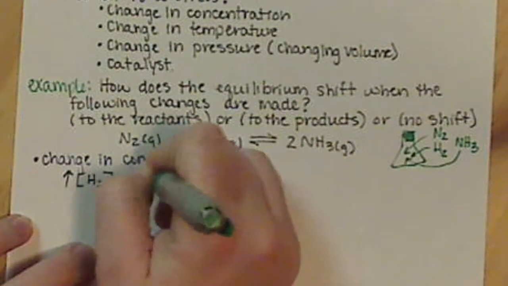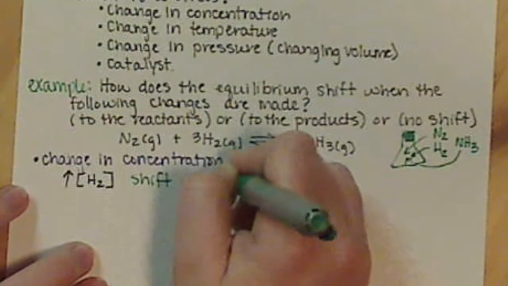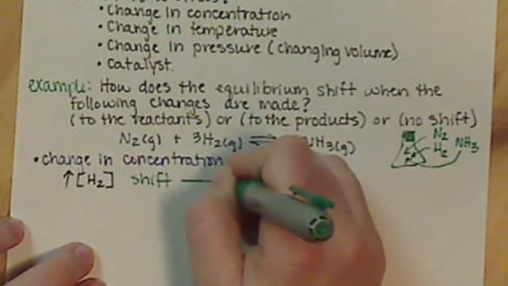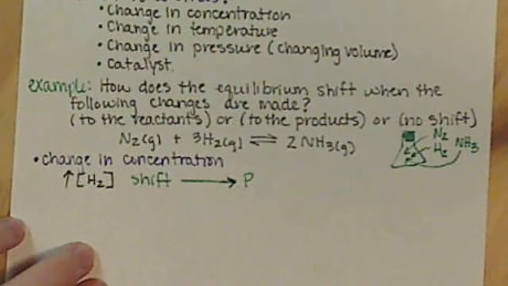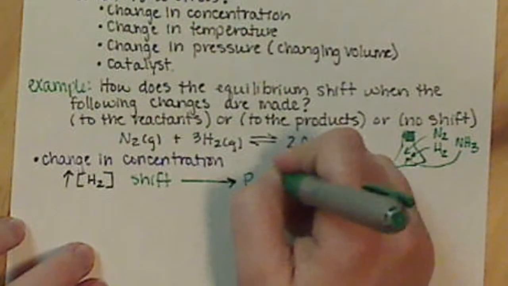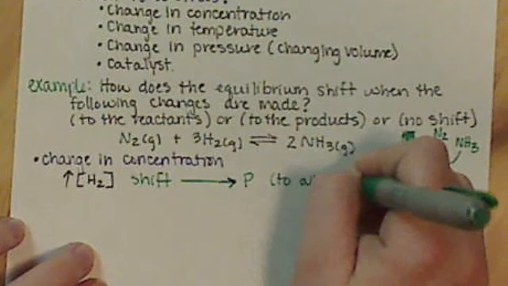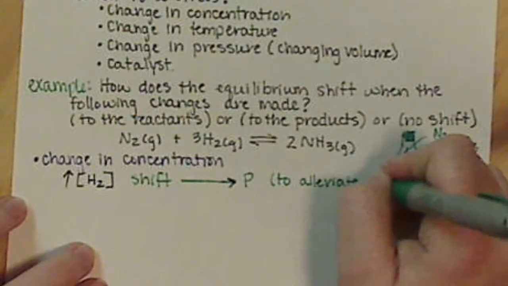So we're going to shift. I usually like to just do an arrow and say products. Basically why we're doing this is we want to alleviate the addition of the reactant.